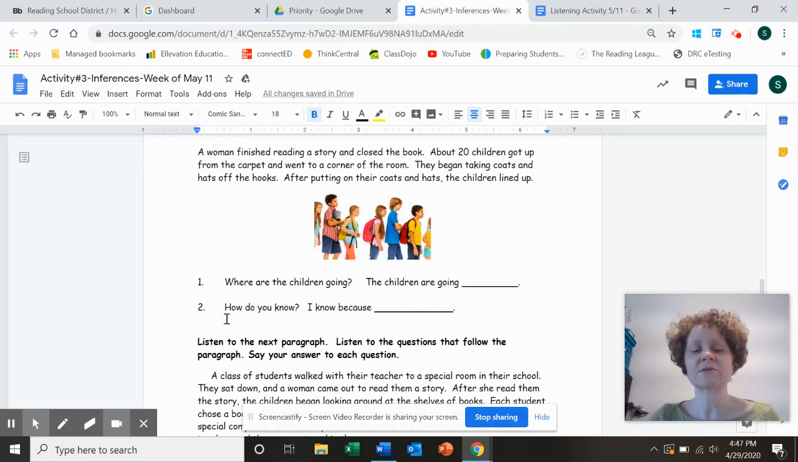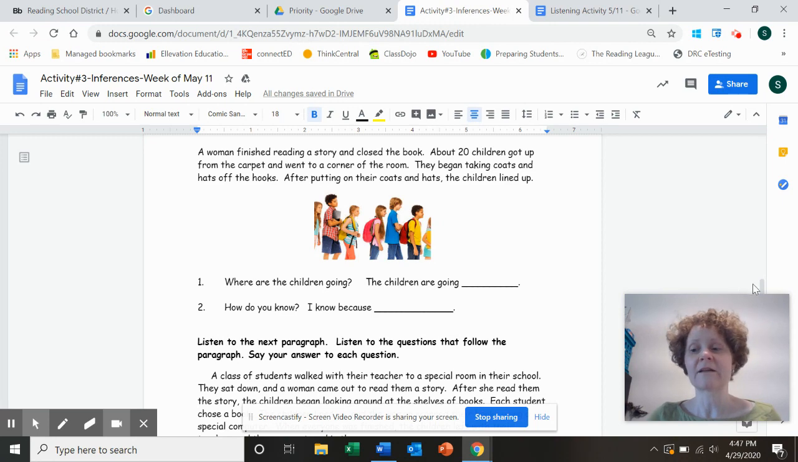Here's question number 2. How do you know? How do you know they're going to where you think they're going? I want you to use this sentence starter to answer the question out loud. I know because. I hope that you answered those questions for me.